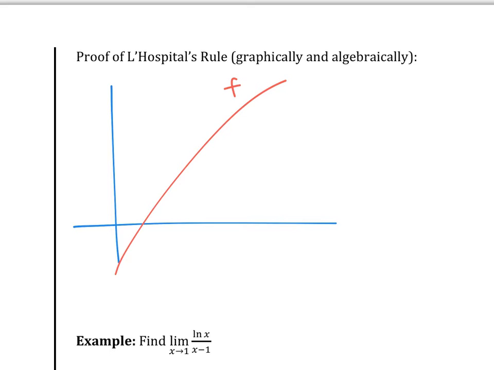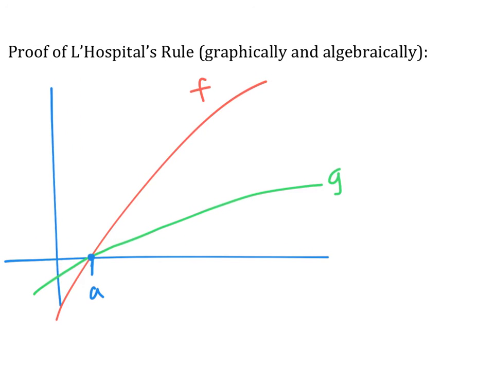This is f, and let's say this one is g. And this point here that they intersect is a, and you can see that they're both intersecting at 0. So then we're asking the question, limit as x goes to a of f over g. When x is going to a, what number is f? When x is going to a, what is the function f? 0. So this is going to 0.